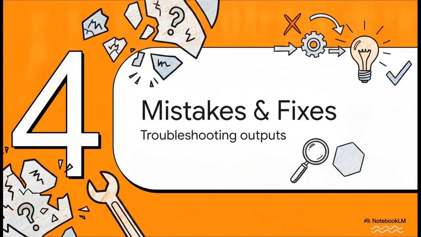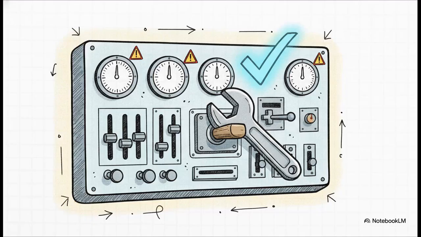Section 4. Common mistakes and fixes. Okay, let's quickly calibrate by reviewing the most common pitfalls and exactly how to fix them immediately. The whole trick here is knowing which levers to pull. If your output is generic, your prompt was too vague. Fix it by adding a specific role and format.